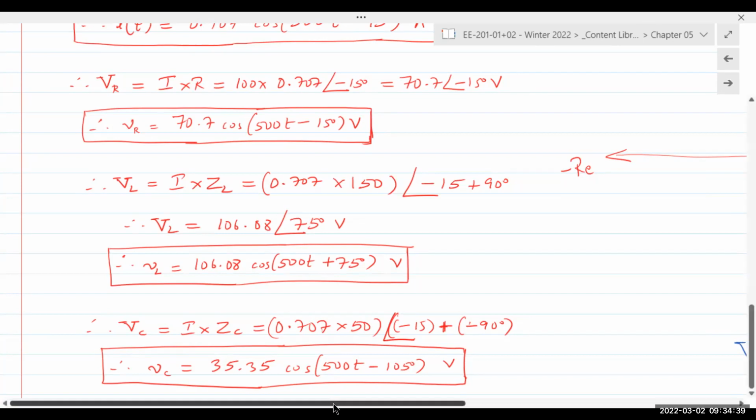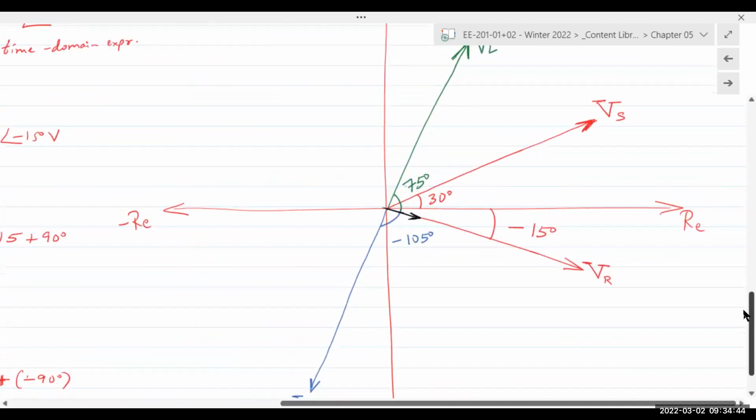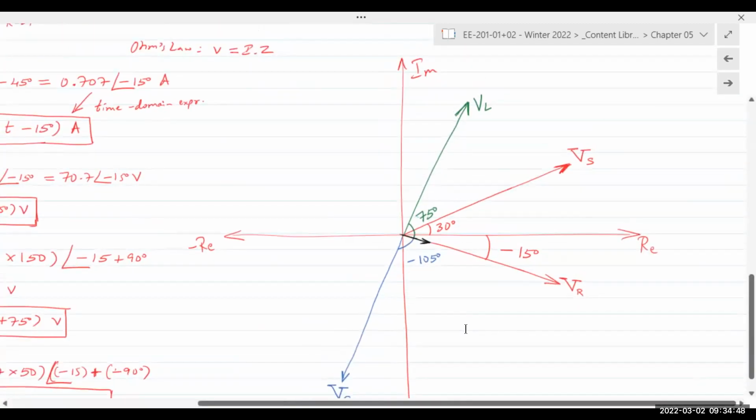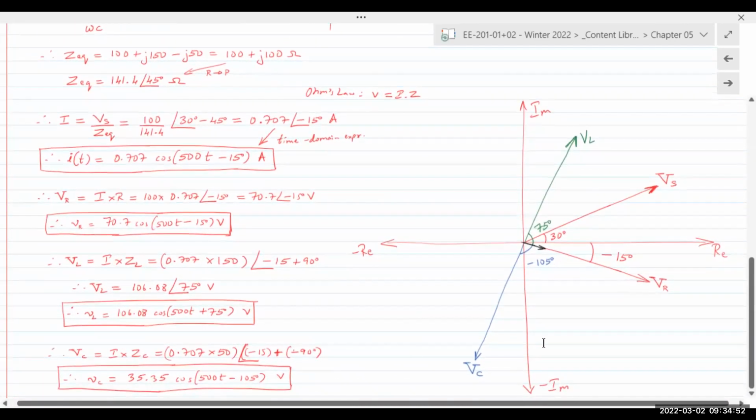Well, if I wanted to draw the phasor diagram, I would have my real axis and the imaginary axis. All I would need is the phase angle and the length of the vector. So the only thing you would need to do, we'll first plot VS. VS has an angle of 30 degrees. So I have a 30-degree angle right here, right? And I draw a vector. This is not to scale. So 30-degree angle, and I get VS.